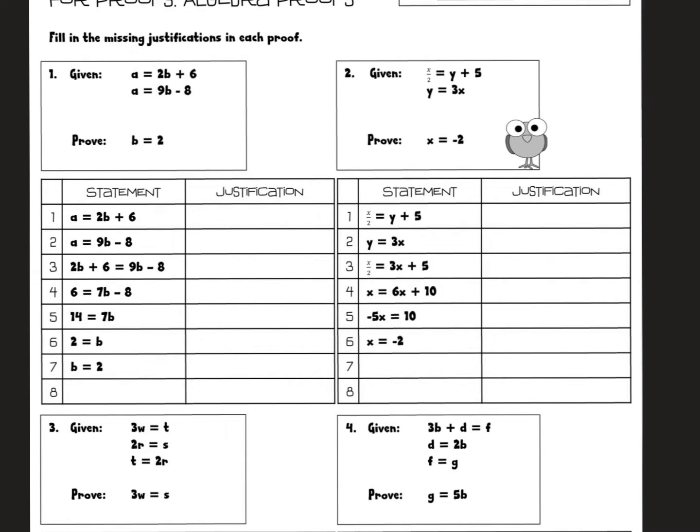Okay, so let's go ahead and go over your worksheets from yesterday. All right, so looking at number 1, our first two statements are given. Right, so then we now have the second half of statement 1 equal to the second half of statement 2. So you could call that the transitive property or substitution. Either one would be correct.